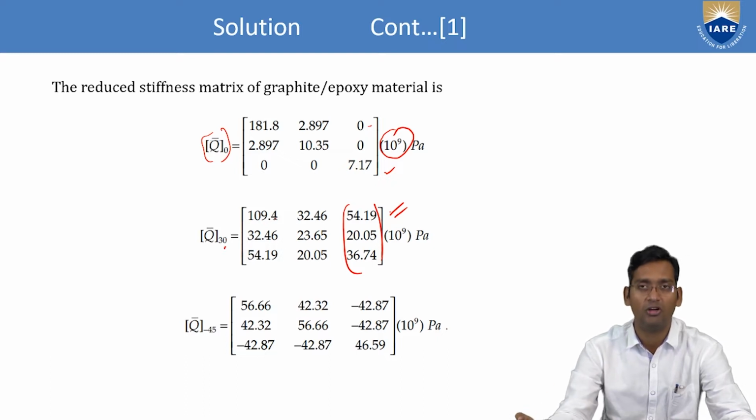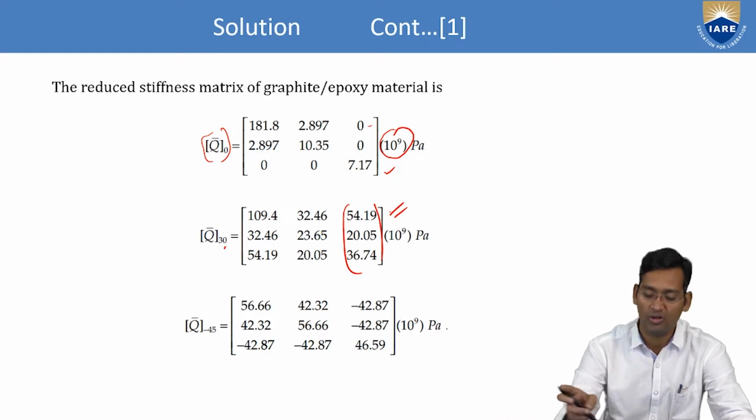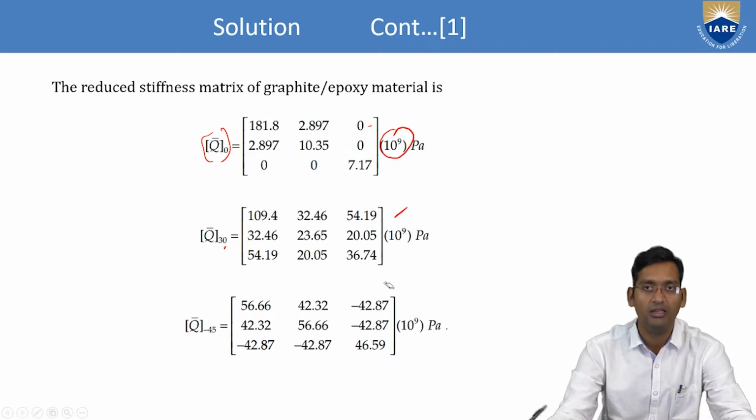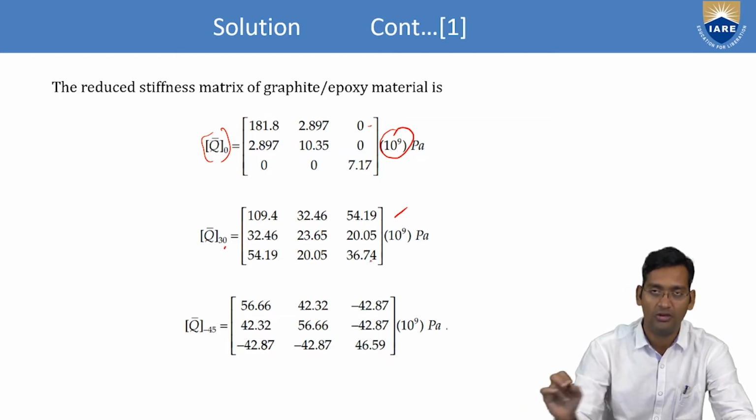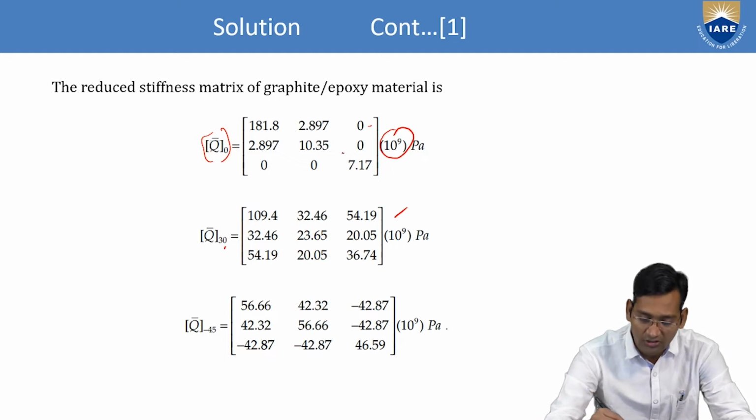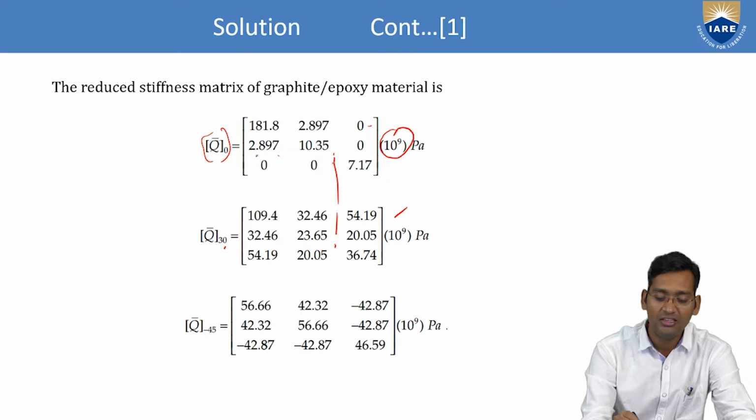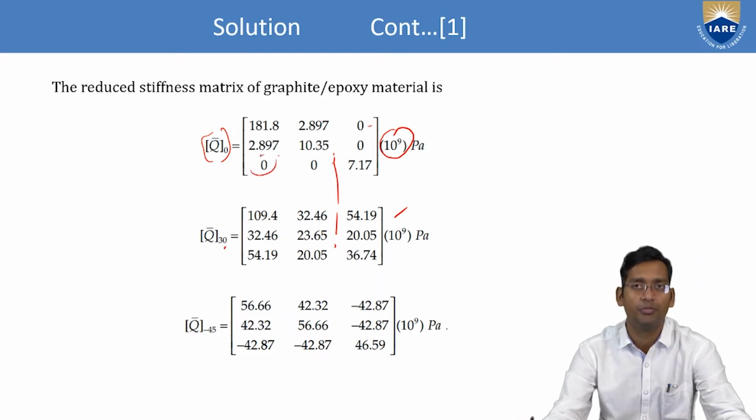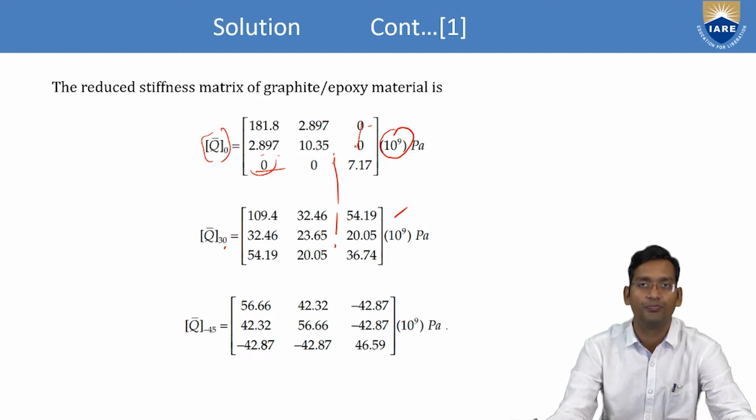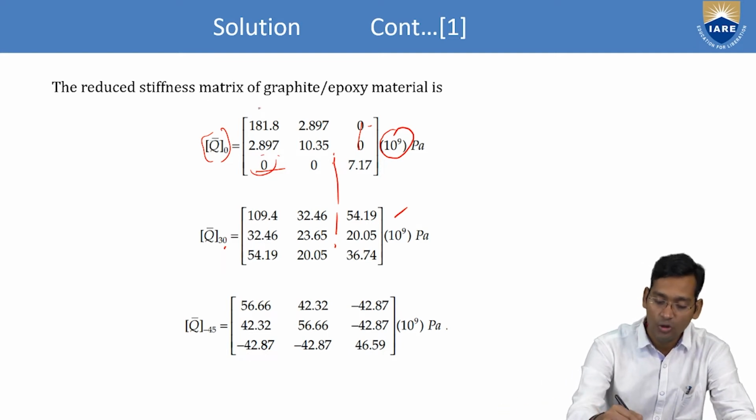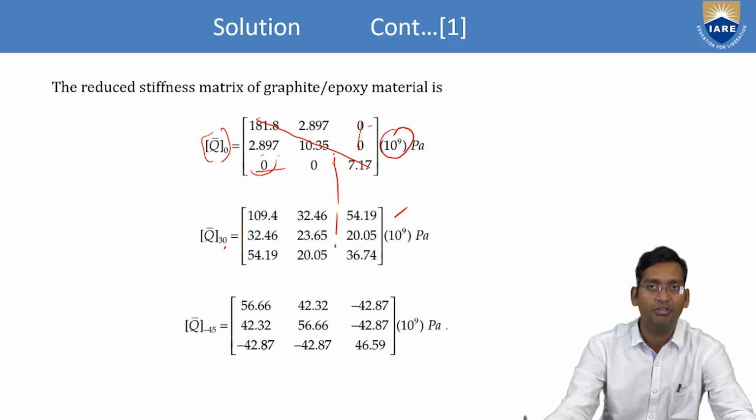So the values are 9.4, then 32.46, 54.19, then the second row is 32.46, 23.65, 20.05, and 54.19, 20.05, and 36.0. Now just see the difference in these two. Yes, right. Because in Q0, at 0 angle, these two and these two are 0. Next, only the diagonals are there.